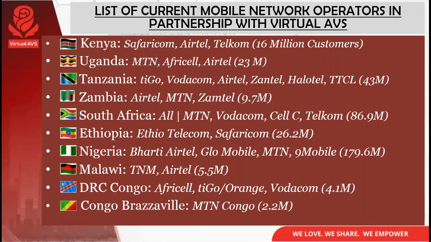Can you see your country? Can you see the number of mobile service providers that have signed partnerships to get access to airtime from all these countries? How would you do that? How would you be able to distribute the airtime, maybe from 9mobile in Nigeria to Ethiopia? How would you be able to get access to it if you didn't have virtual AVS?